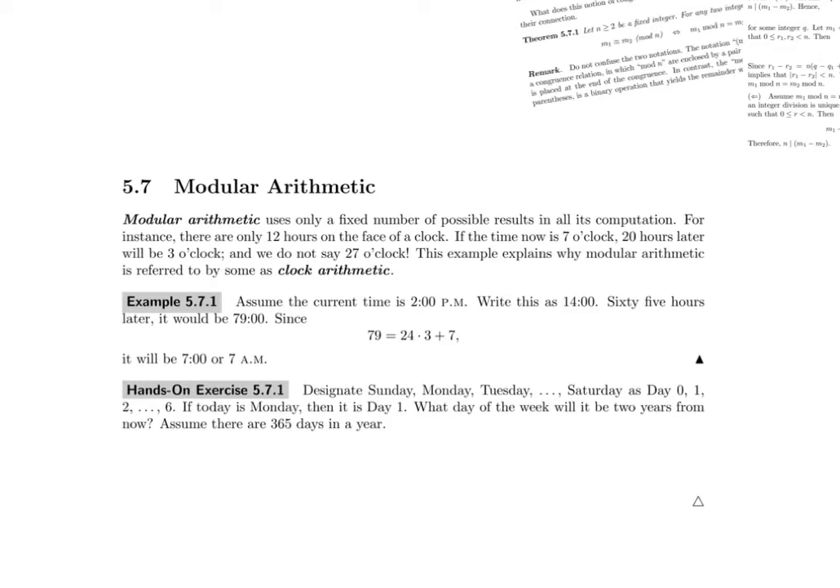Now think of the days of the week, Sunday, Monday, Tuesday, all the way to Saturday, as having the numbers 0, 1, 2, etc., all the way up to 6 designated to them respectively. So, for example, if it's Monday, then that's 1. What day of the week will it be 2 years from now? Let's not worry about leap years. Let's just assume that there's 365 days in a year. So try that. Pause the video. Come back.